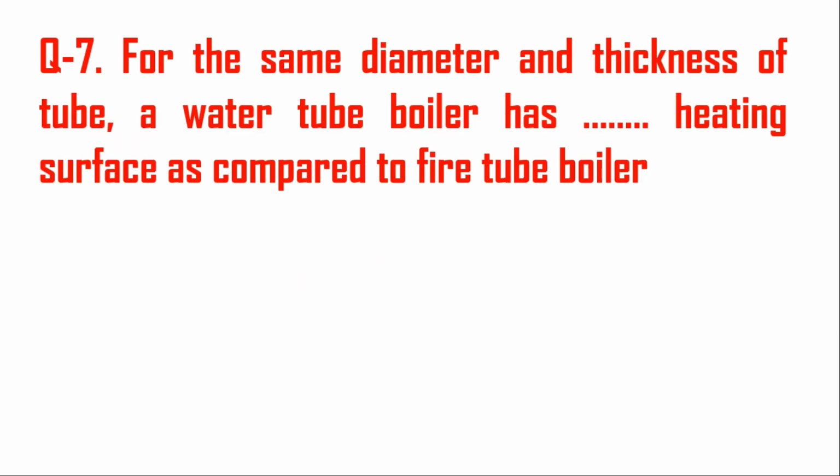Question number 7. For the same diameter and thickness of a tube, a water tube boiler has dash heating surface as compared to fire tube boiler. For the same diameter and thickness, the water tube boiler has more heating surface as compared to fire tube boiler. So in case of a water tube boiler, its surface area for heating is more as compared to the fire tube boilers.